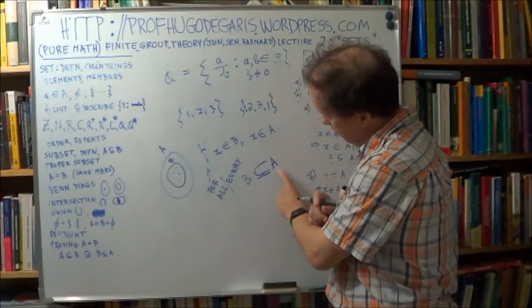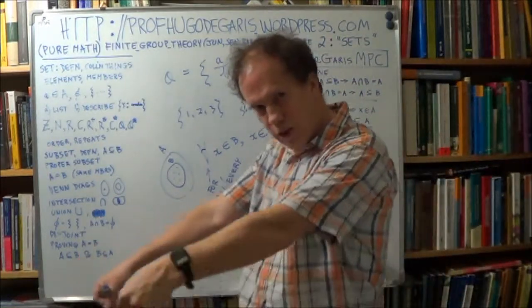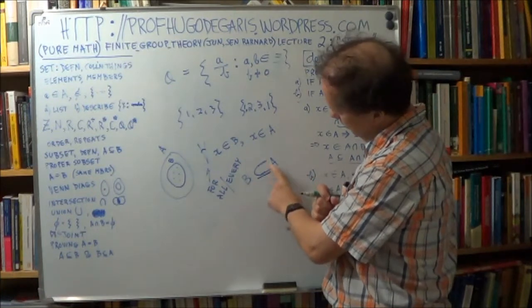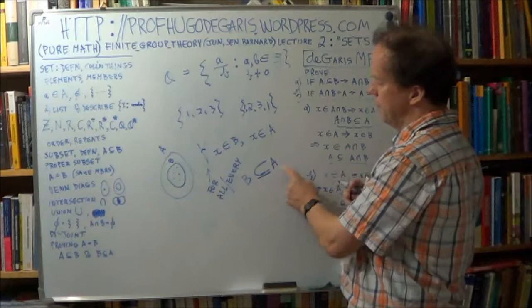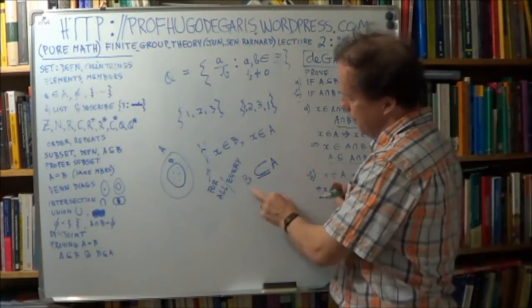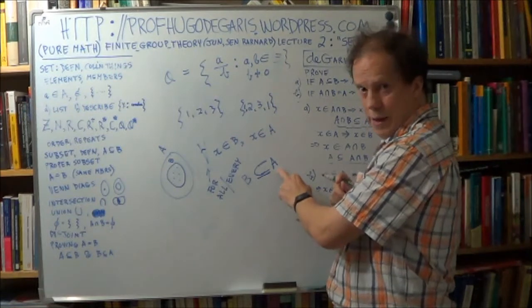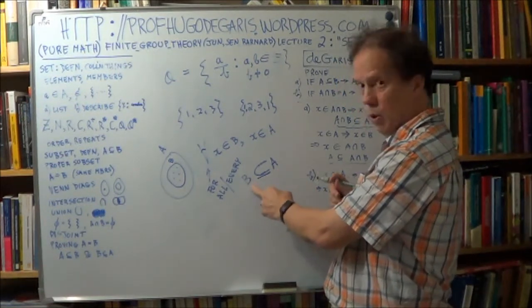controls B. So A has control of the handlebars on the bicycle. It's controlling the bicycle, right? So A is controlling B. So that's one way to remember it. So if you see this symbol, what it means is that B is a subset of A. A is the bigger set. B is the smaller one.